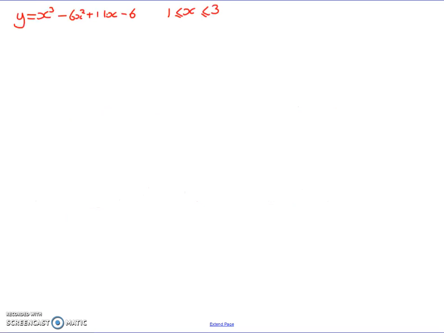So the first one, y equals x cubed minus 6x squared plus 11x minus 6. Remember when we talked about these before, there were a few sets of steps we had to do. First, we had to discover the roots. So we need to know if this crosses the x-axis within our limits so that we can calculate areas above and below and take these into account.